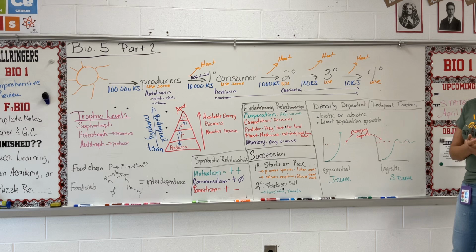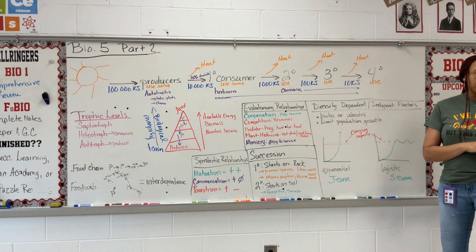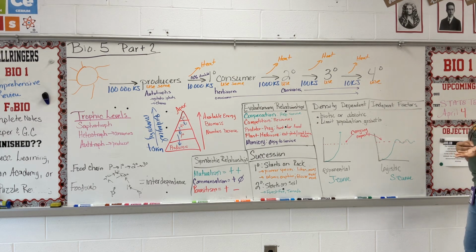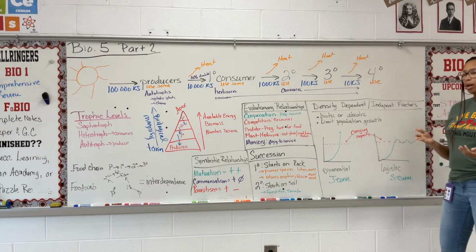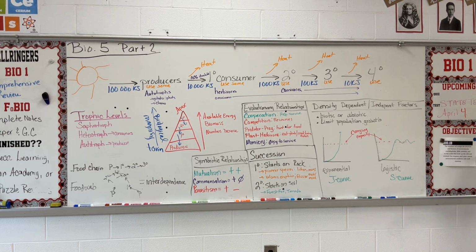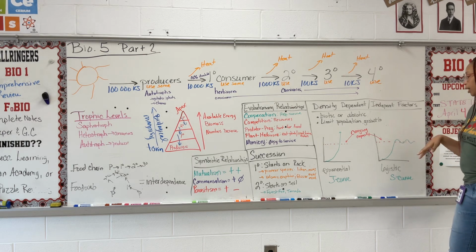A biotic factor that will limit population growth may be the availability of prey, because if there's no food source, it's going to limit how many young can be supported. An abiotic factor may be something like the amount of available water or living space. So each one of these can actually limit the growth patterns of a population.